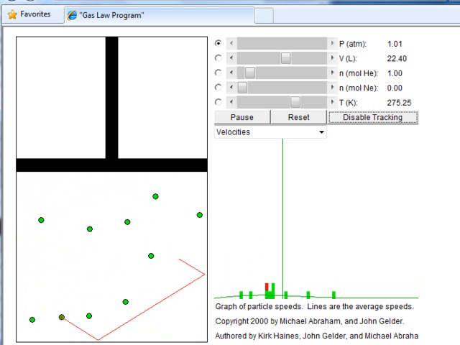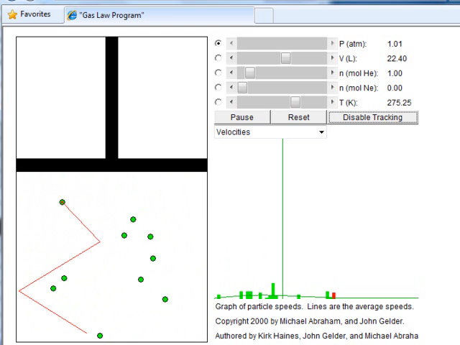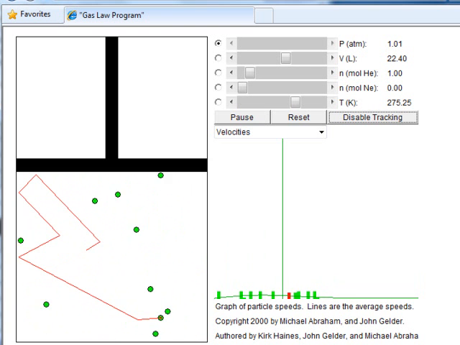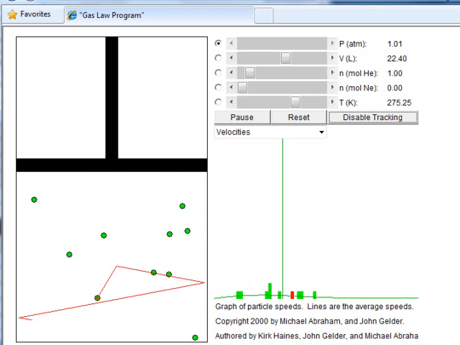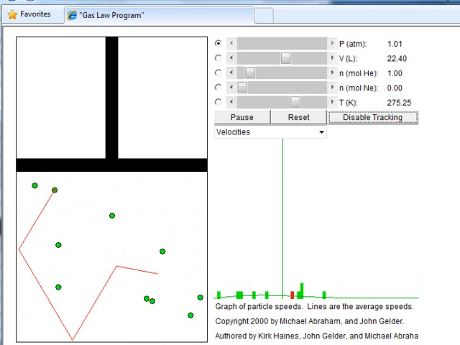So what about when our particle collides with the walls of the simulator? Is there a change in speed then? Go ahead and take a minute to watch, see if you notice any changes in speed whenever our particle collides with the wall.